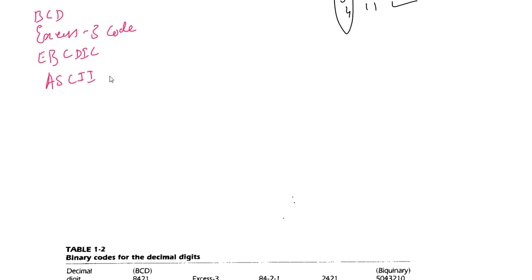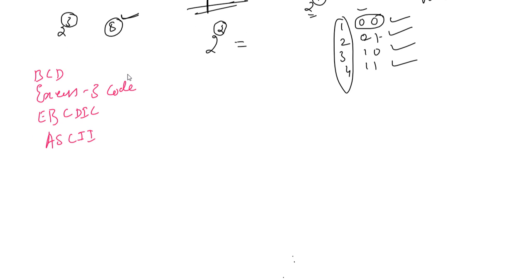Then what is this BCD? The abbreviation BCD stands for binary coded decimal. Remember this, binary coded decimal. And we will deal with what the XS3 code is, what EBCDIC is, and what ASCII is.